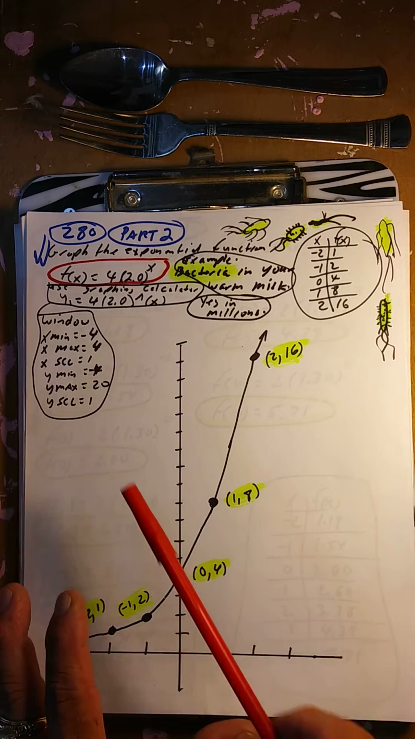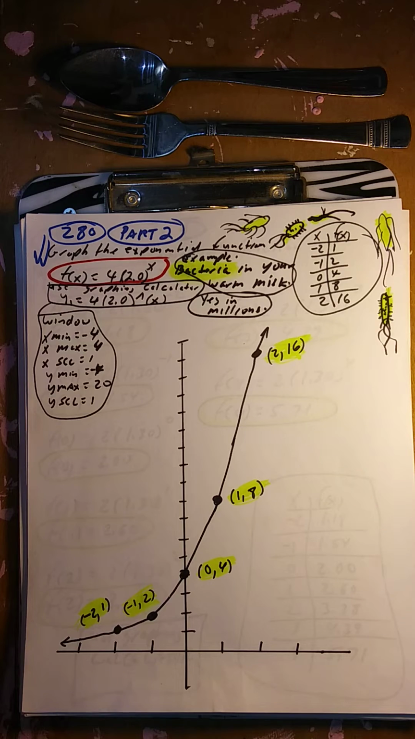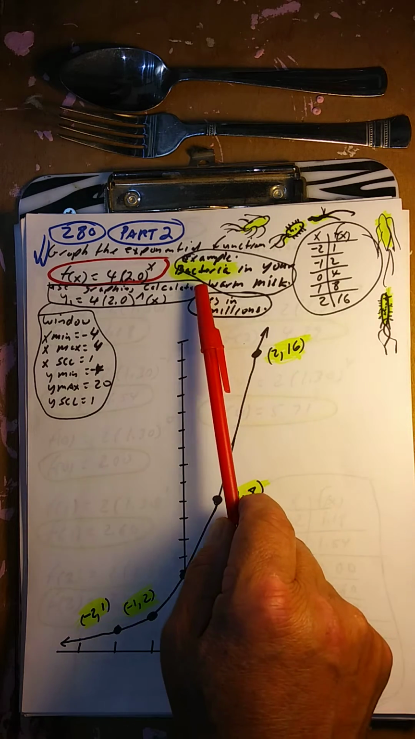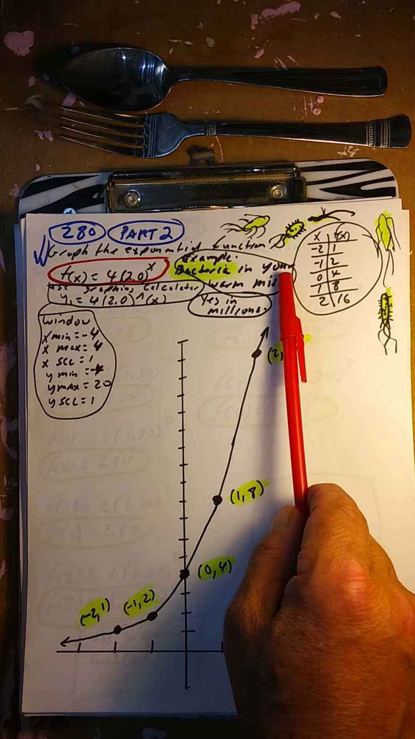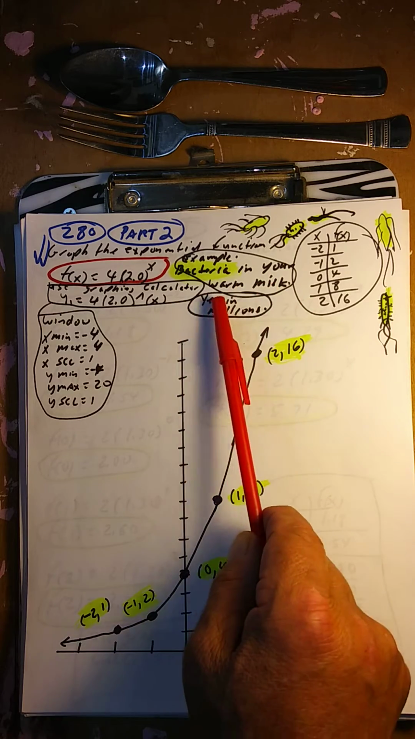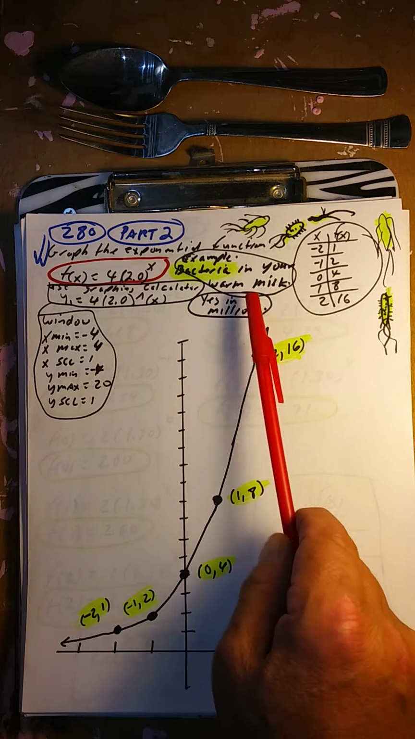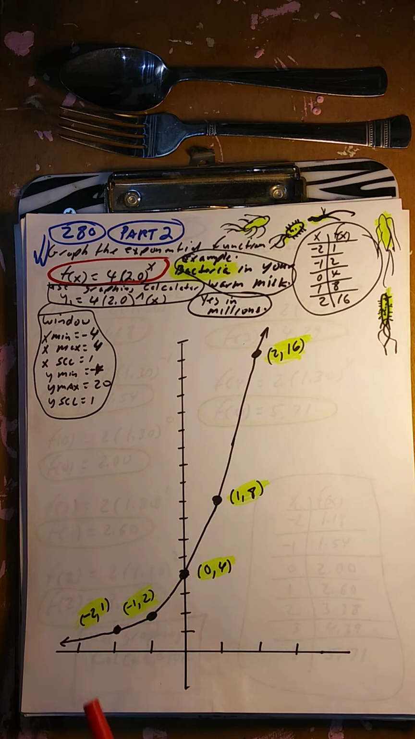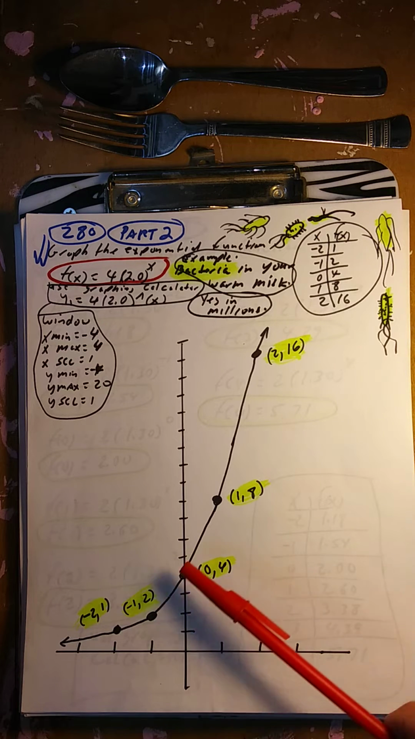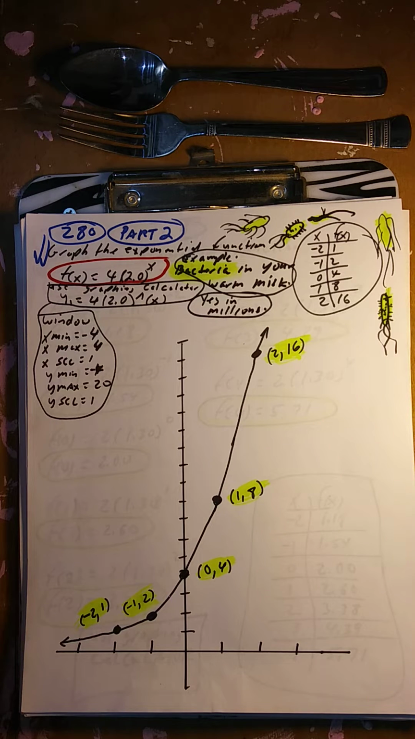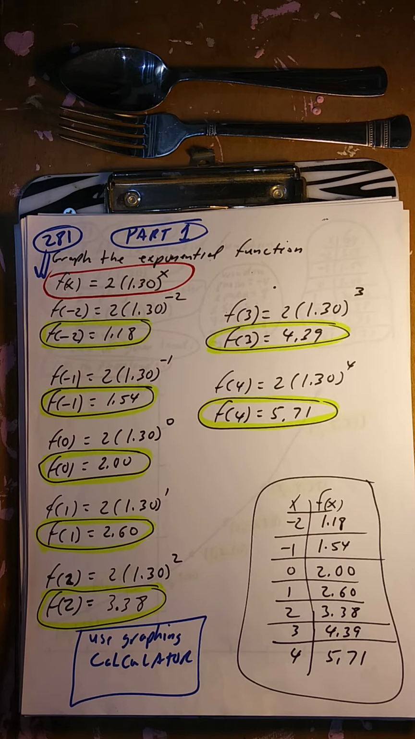You can use a graphing calculator if you want to, of course. Now, this is an example. Bacteria in your warm milk that you left, maybe you left it inside your car or something. Yes, in millions. These are millions and millions of bacteria in there. As it sits in there, it gets more and more. They grow exponentially.